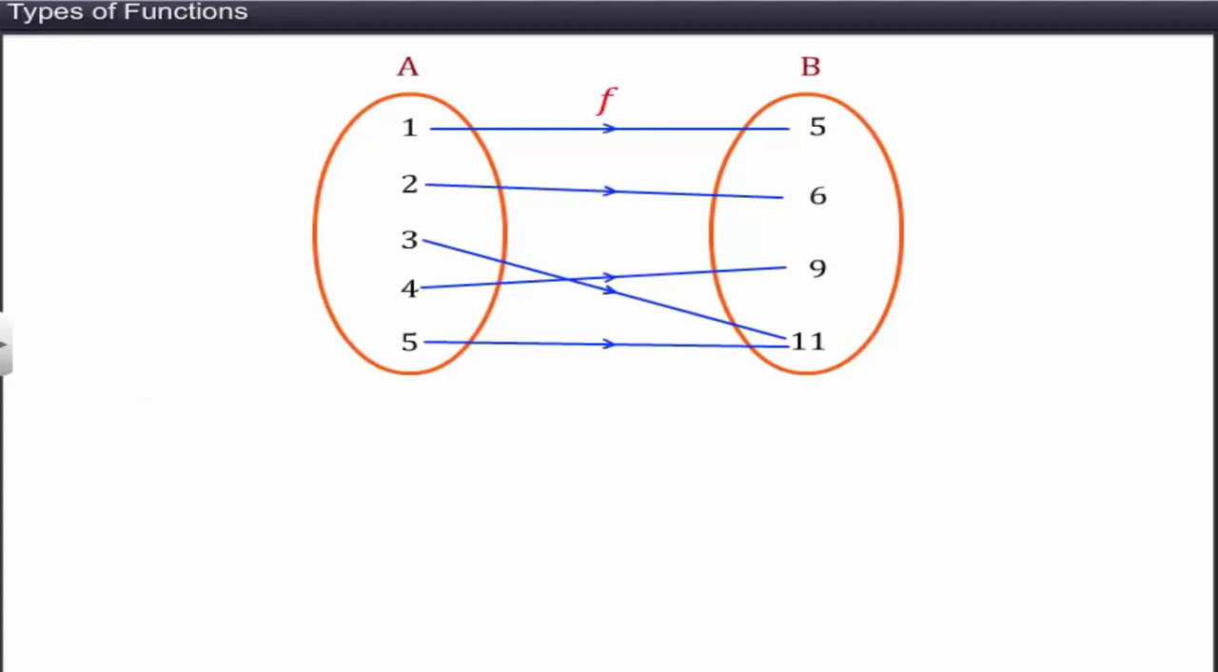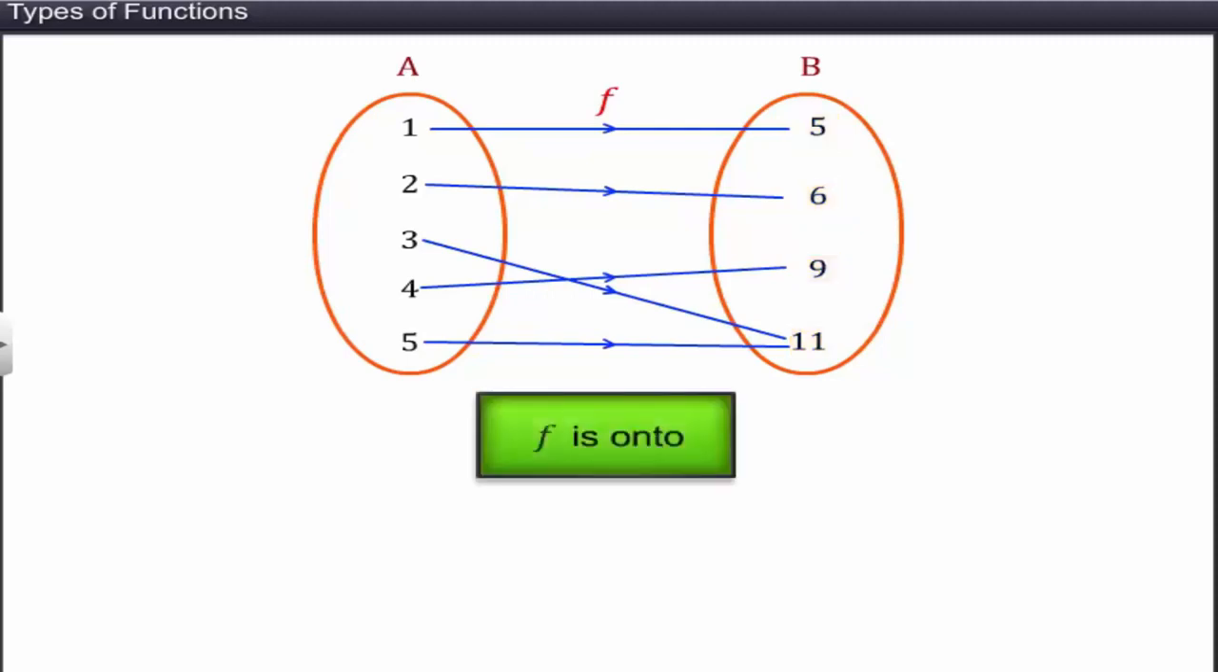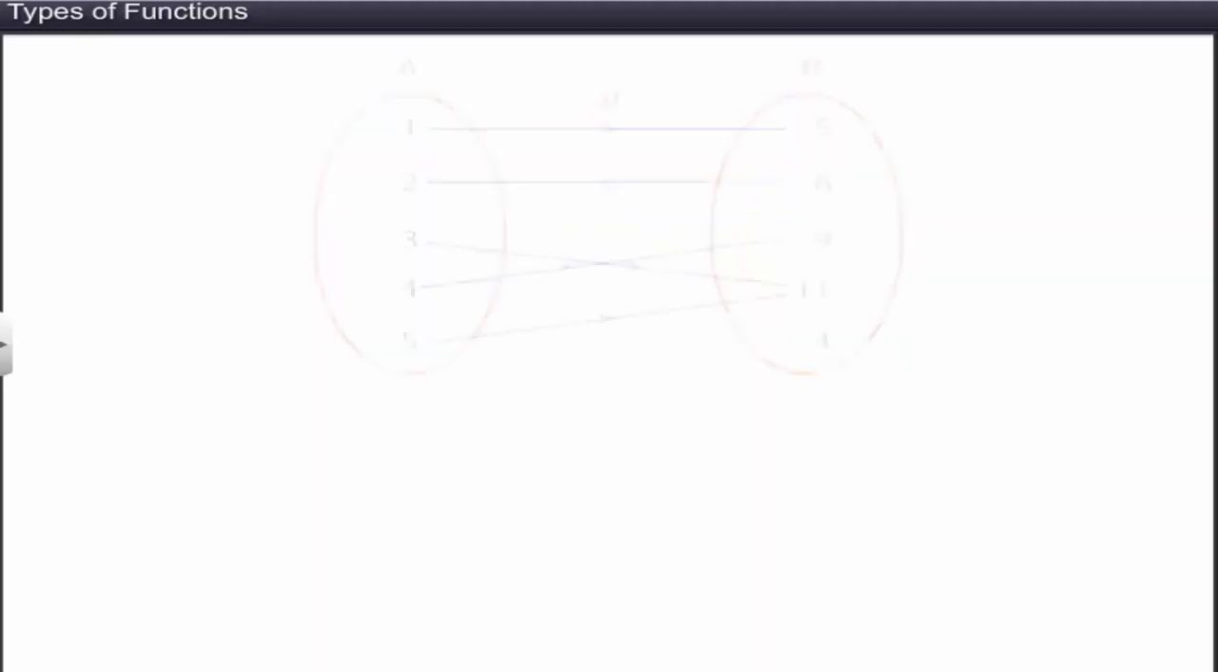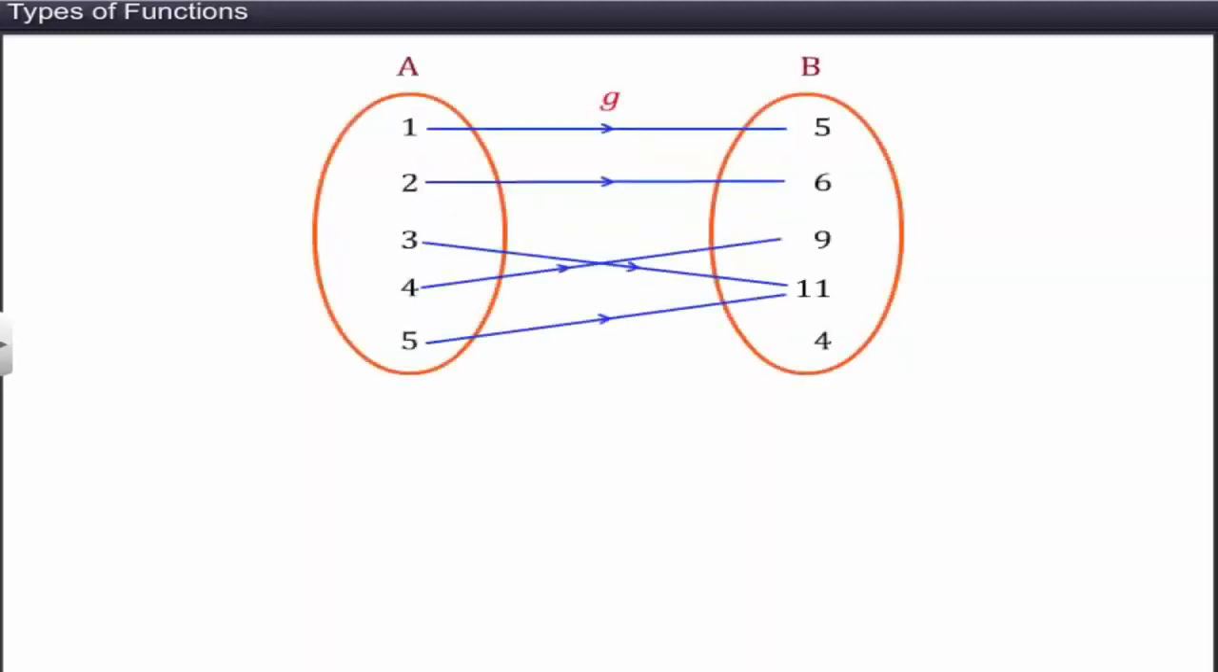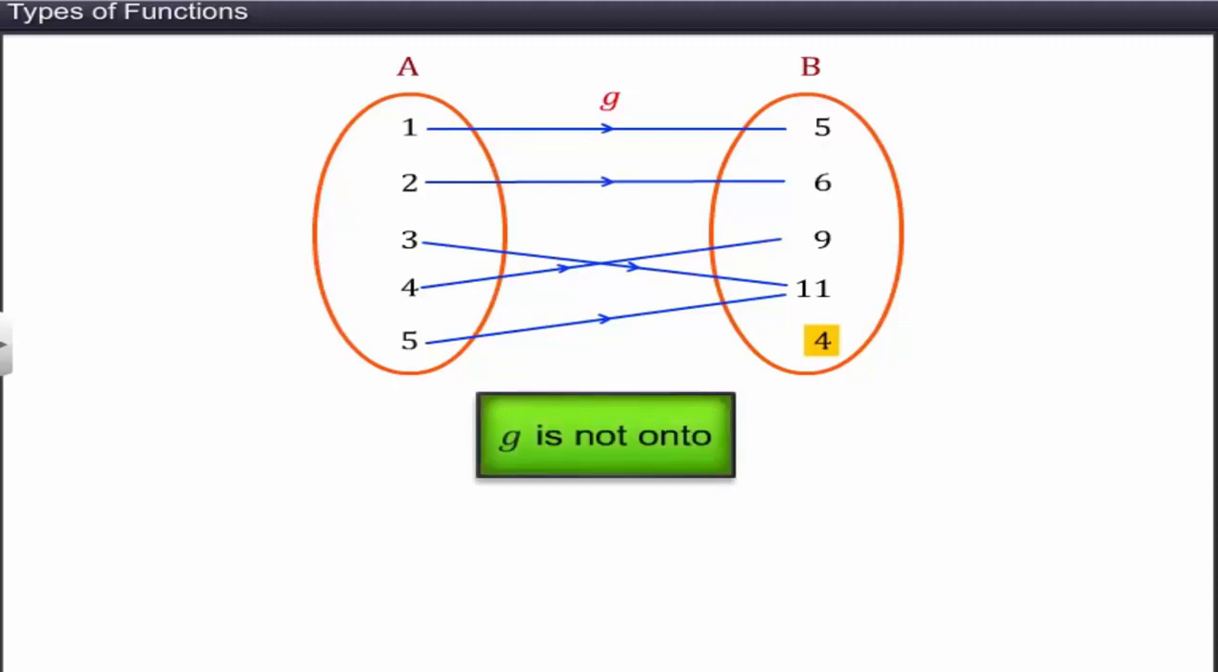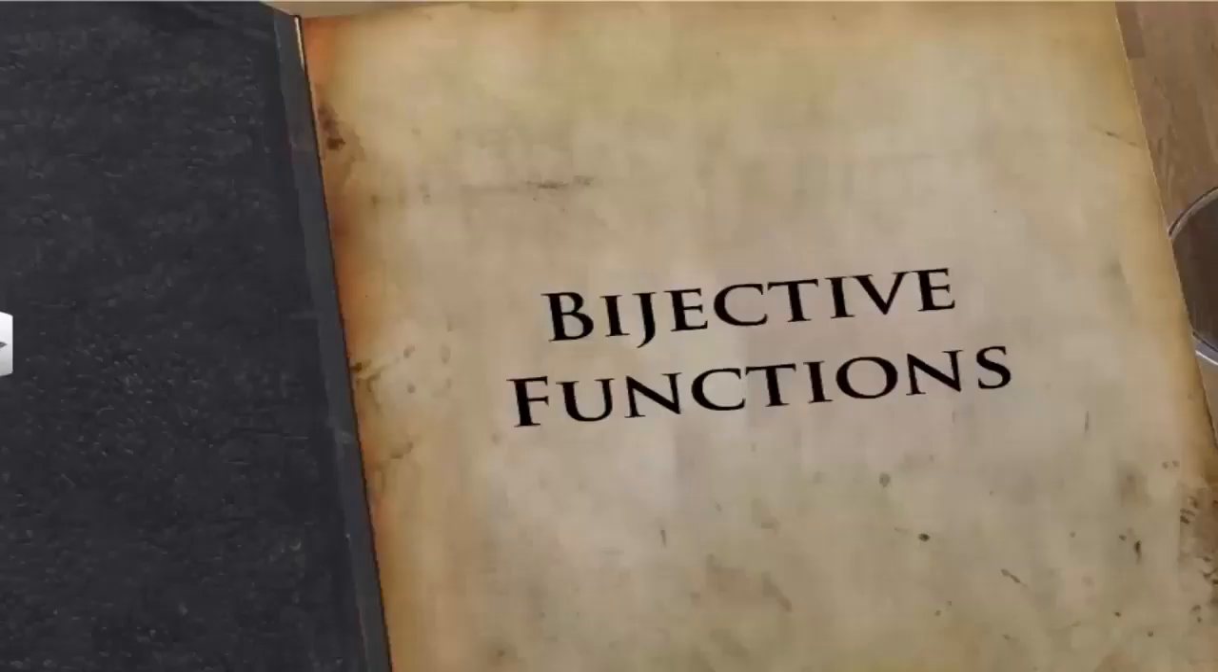The functions in which two elements are mapped to the same element are also onto, provided there exists a pre-image of every element in the codomain of f. For example, function f from A to B is onto. However, g is not an onto function since the element 4 in the codomain of g does not have any pre-image in the domain. In this module, you will learn about bijective functions.